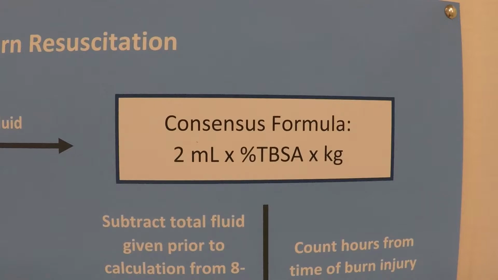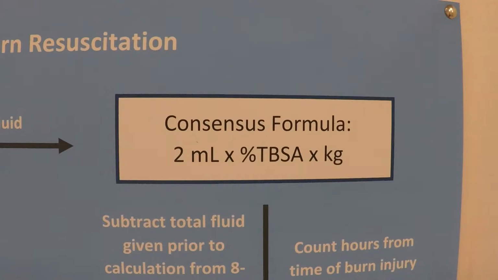So now we are currently using the consensus formula. Down in the trauma bay when they come in, we'll assess their estimated burn surface area, and we'll use this consensus formula to estimate the amount of fluid they're going to need in the first 24 hours. So it's 2 mLs times their percent TBSA times their weight.